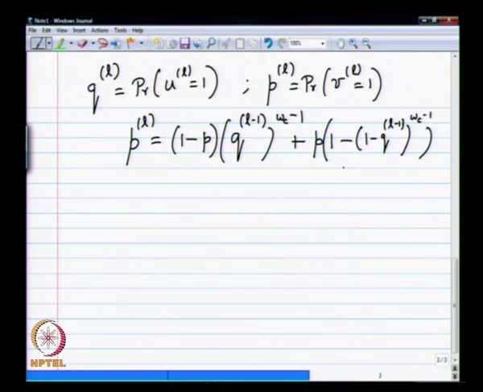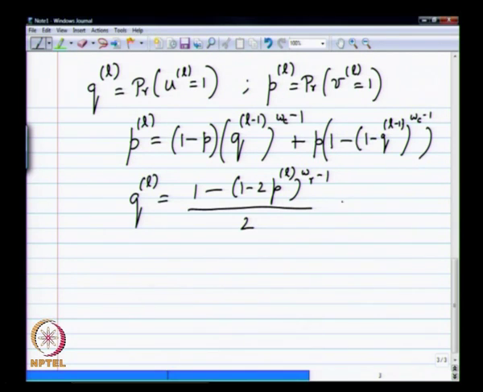There are multiple ways of deriving this, but eventually this is the idea. And then the other recursion for QL in terms of PL is not too bad. That would be something like this: 1 minus 2 PL raised to the power WR minus 1, divided by 2. So, this is the classic XOR formula. That happens at the check node. This is 1 minus the odd number of errors in WR minus 1 Bernoulli random variables.